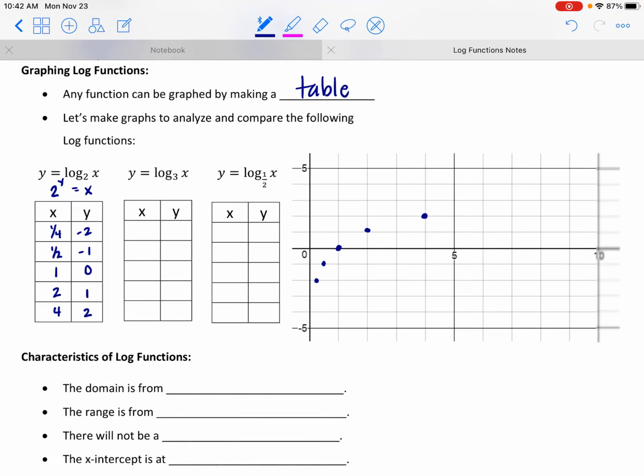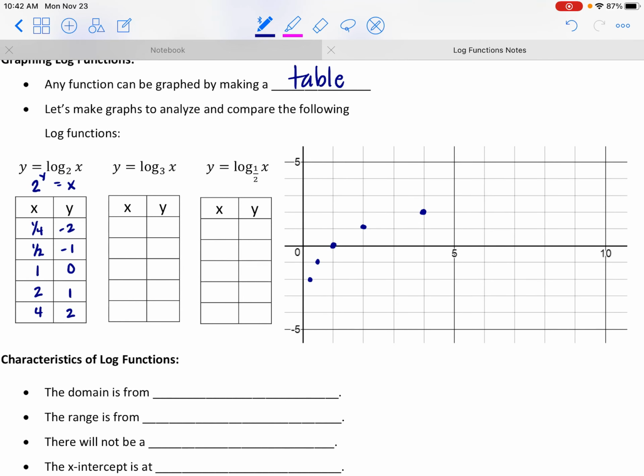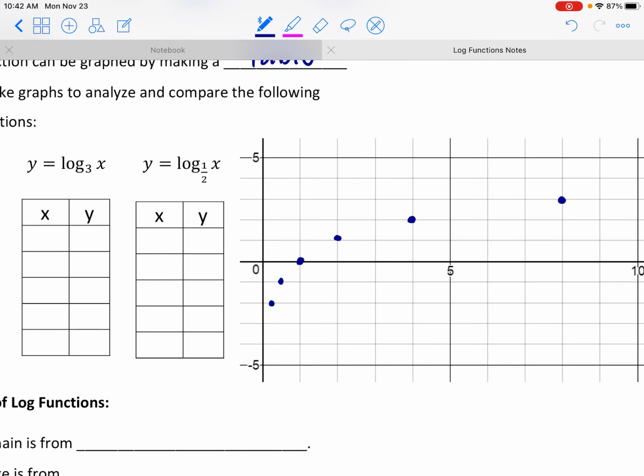And then if we were to continue, if we put in an x value of 8, right? Or if we put in a y value of 3, we would get an x value of 8. So at 8, 3, we would have a point. And it's really the same shape that we see occurring with our exponential, but it's a reflection of that shape. So just so you can kind of see the two. Remember, the exponential would be crossing here at 1, and then 2 to the first would be 2, and 2 cubed would be 8.